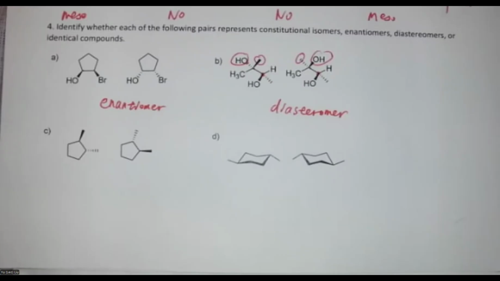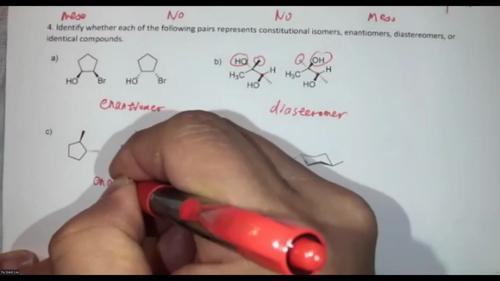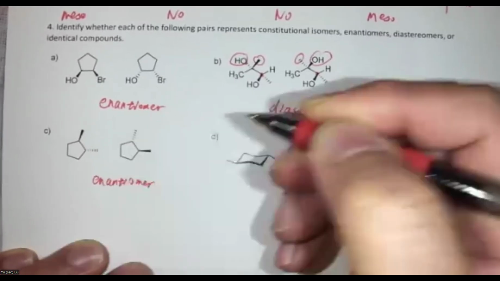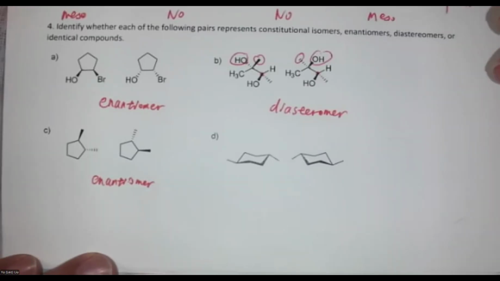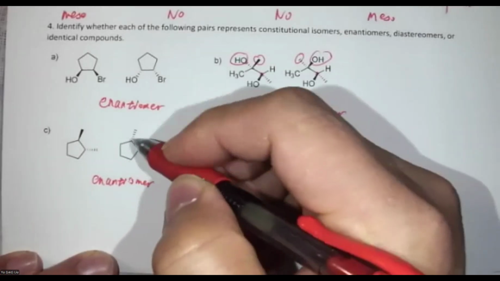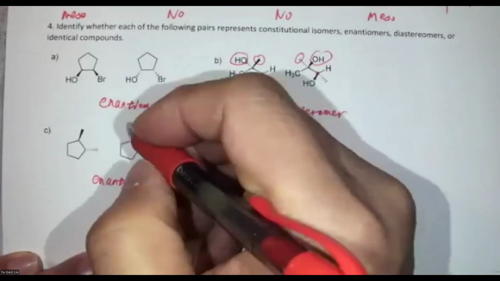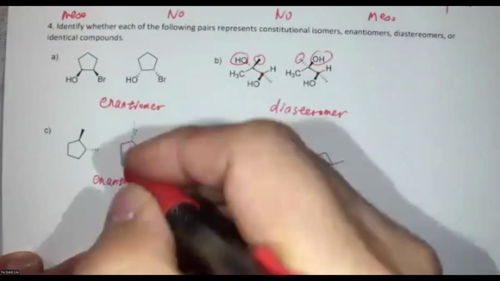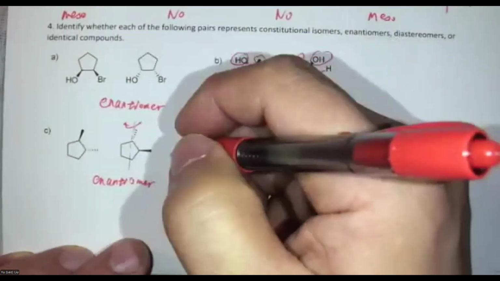Alright, so this is the hard one. Give your answer: it should be enantiomer. For this case, one way to do it is to flip or rotate one molecule. For example, I rotate the second molecule, or actually I just flip it, that's easier. So just flip this molecule 180 degrees.